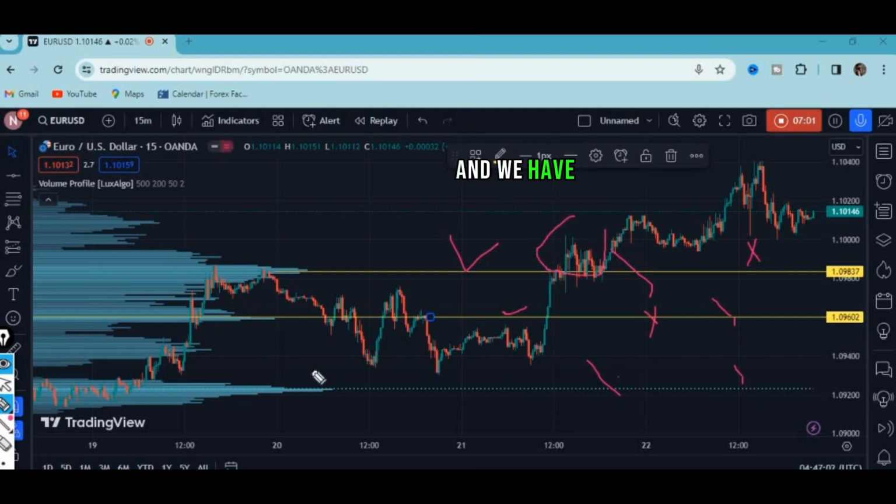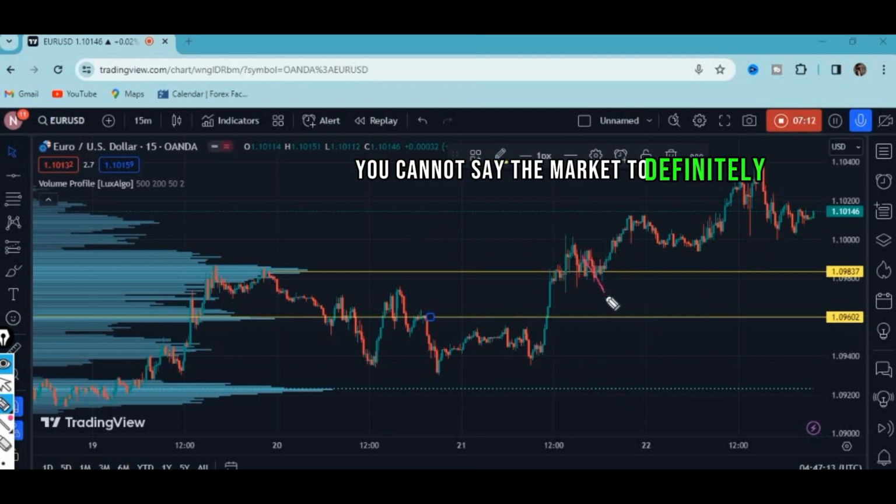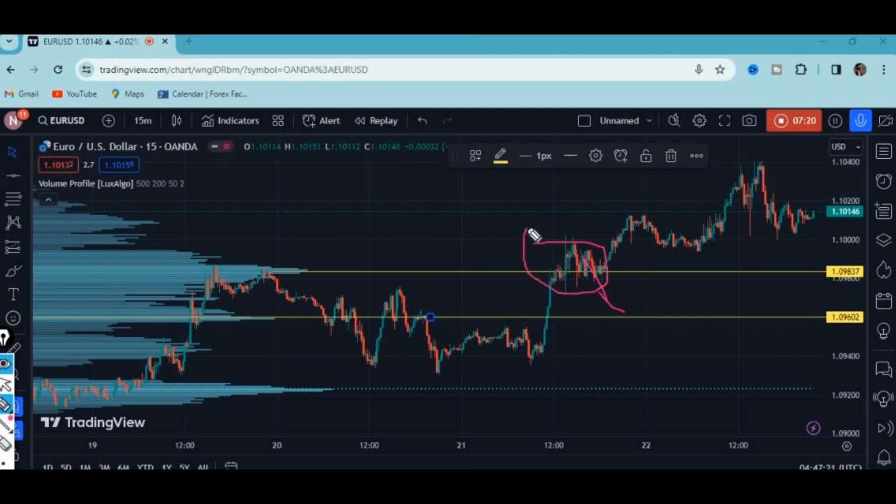We have various ways of trading using this volume profile, and I will tell you, you cannot say the market will definitely buy or sell. You have to have confirmation. There was accumulation in these levels over here, and most of the time you will see the highly traded volumes are always a consolidation.